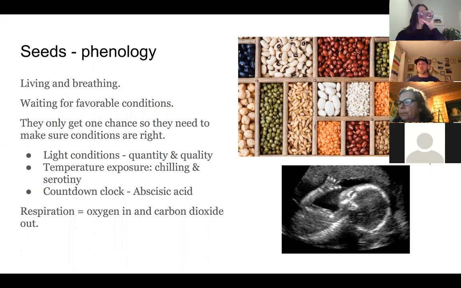I just want to mention that, because if you're storing your own seeds over the winter, there's a way you can dry them out enough where this doesn't apply. But if you just have them at the normal humidity, then they need to be in a breathable container. They have to have access to fresh air.